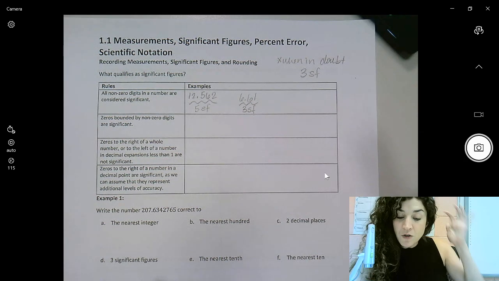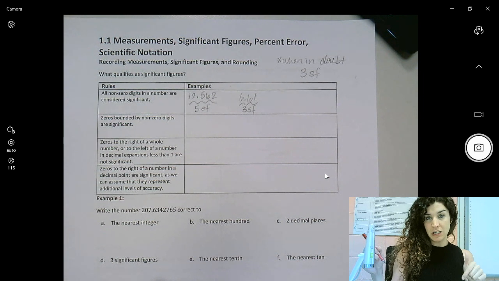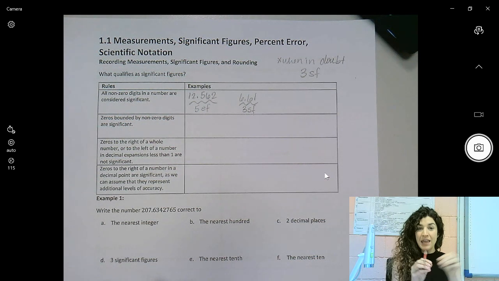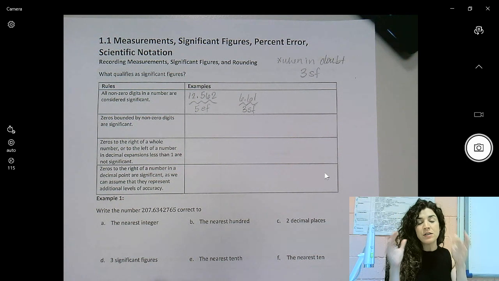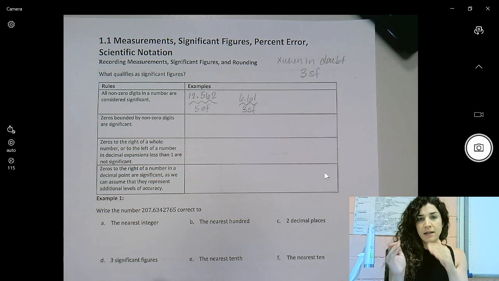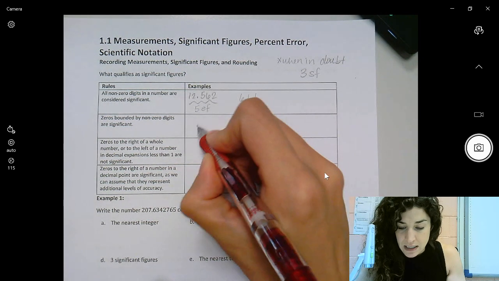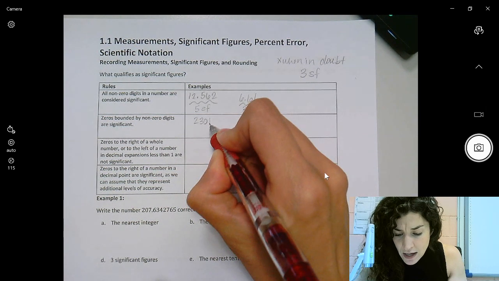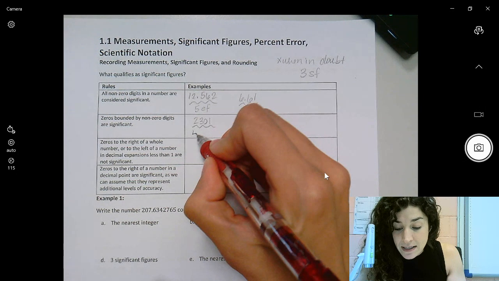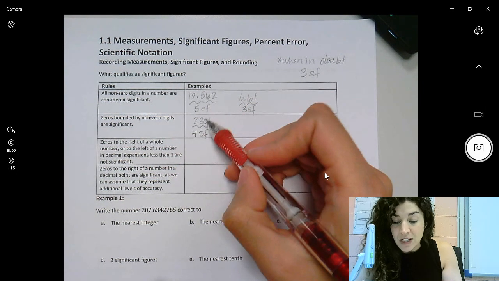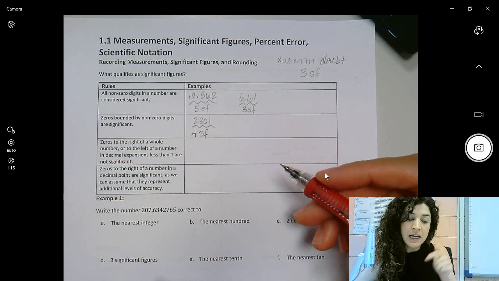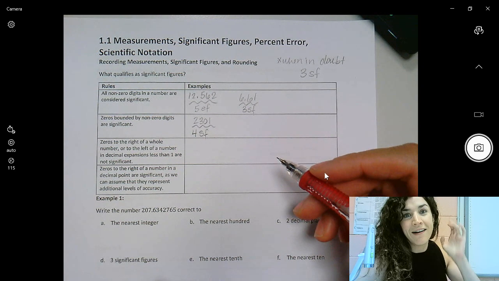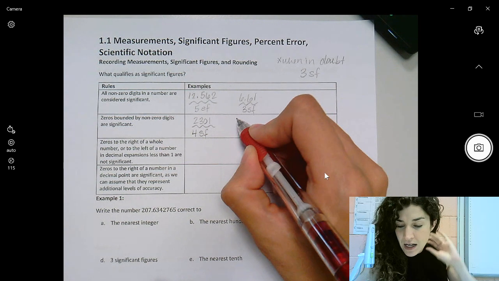Okay. Zeros bounded by non-zero digits. All of these are non-zero digits. When you start to put zeros in, they can count as a significant figure as long as they're surrounded on either side by non-zero digits. For instance, 2,301 is 4 significant figures. Even though there's a 0, it's surrounded on either side by non-zeros, and so it is a significant figure.